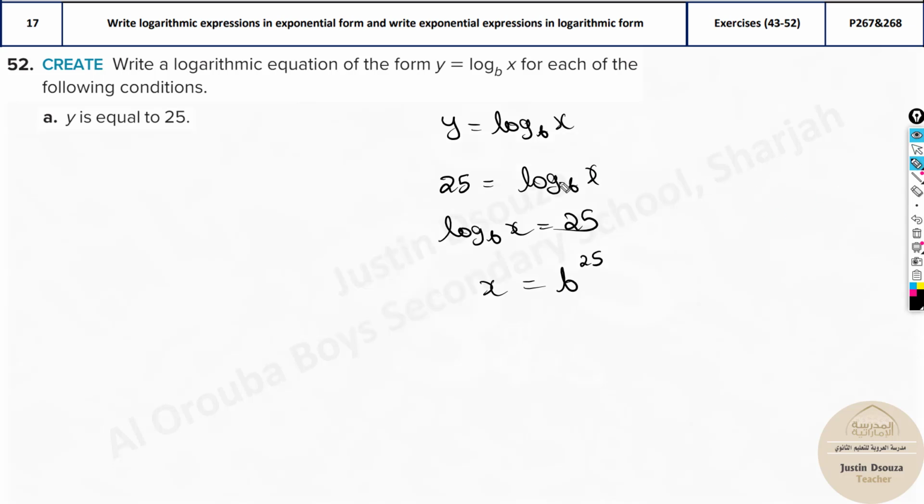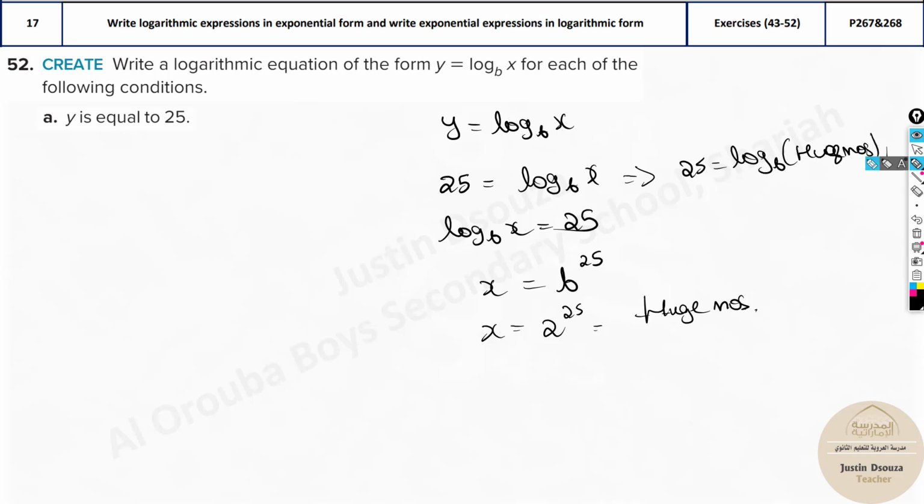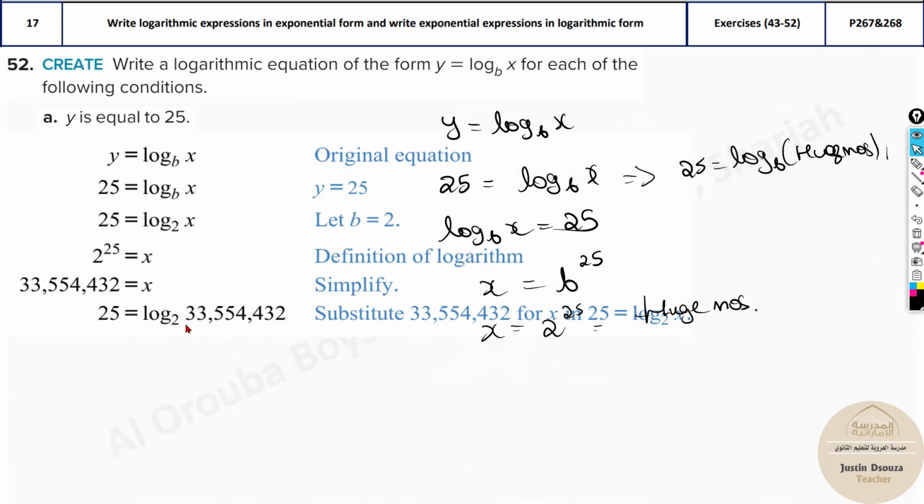So I'll tell you what has been done here for the base. They have assumed a value. See, for this, they have just assumed a value of 2. x is equal to 2 to the power 25. The answer is a huge number. Okay, it's a huge number. So that is substituted back as x over here. So what they have written is 25 is equal to log base b of the huge number. That's it. That's how it has been solved.